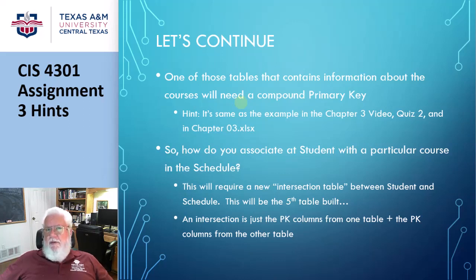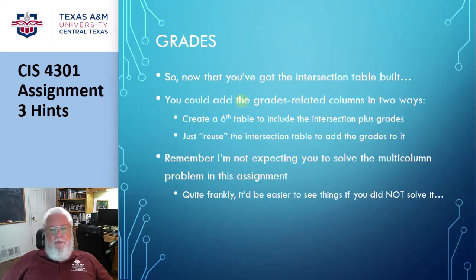Okay, so if student has one column in its primary key, and let's say schedule perhaps has 3 columns in its primary key, how many columns are going to be in the primary key of the intersection table? It's going to be 4. Yeah, it's the sum of the two. Okay, good. All right. So that's pretty straightforward.